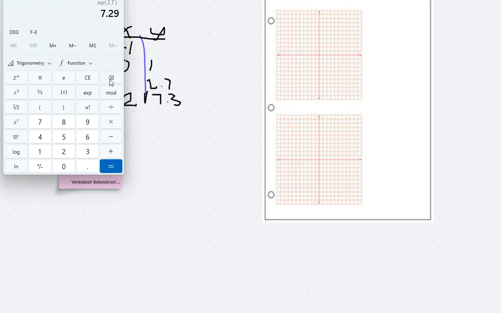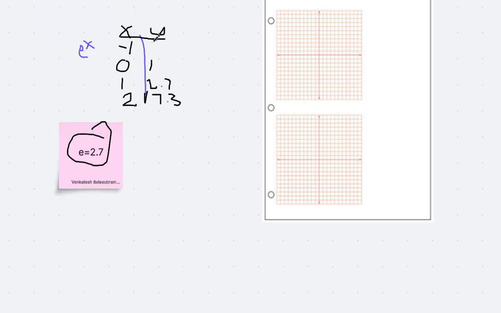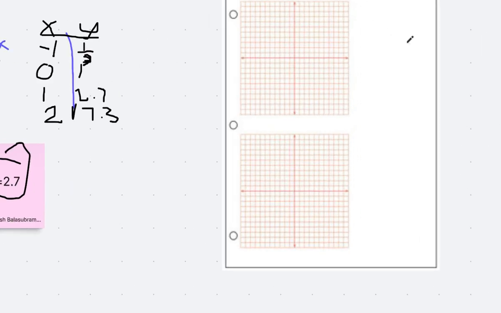And then we could do 2.7, or yeah, there's actually an e right here. E to the power. Let me see if there's a power for that. Can't find it. That's weird. But okay. E to the power -1 was about 1 by 3. We can assume that, since it'll be 1 by 2.7. We can graph this.